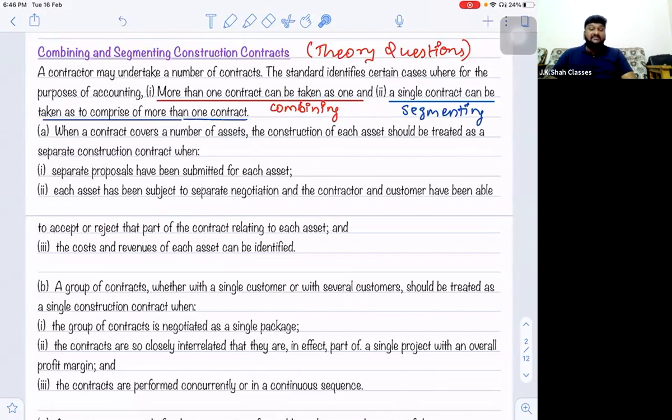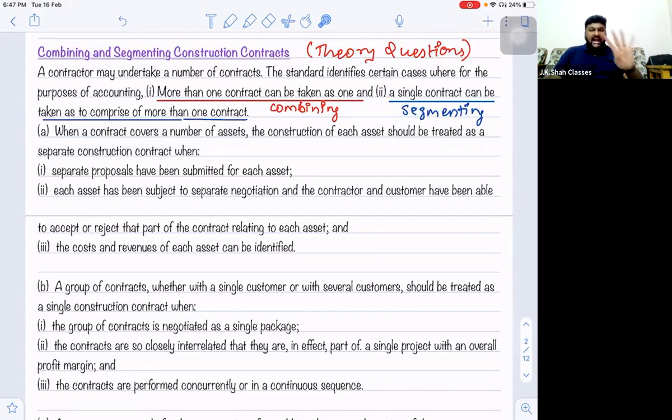Now, when can you segment and when can you combine? There are conditions. So first, let us have a look at the conditions for segmenting contracts. What do they say? When a contract covers a number of assets, the construction of each asset should be treated as a separate construction contract if, point number 1, separate proposals have been submitted.